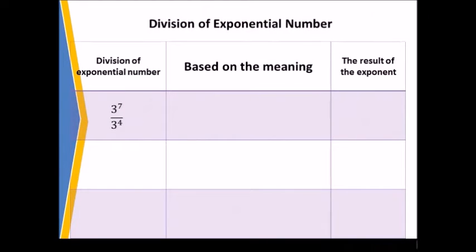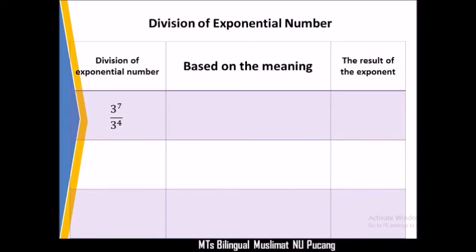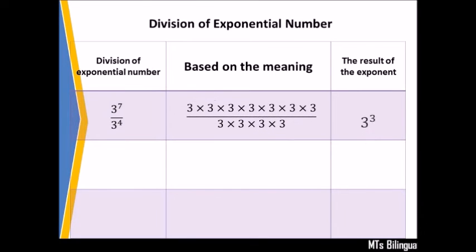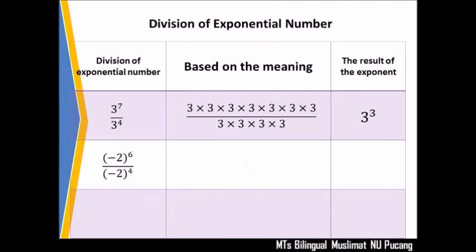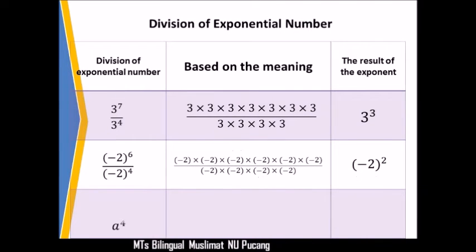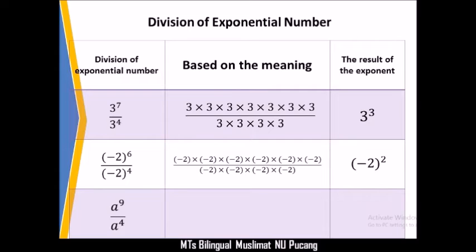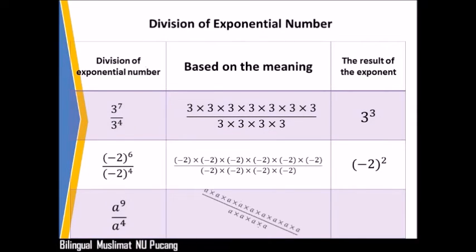Next, I will explain about division of exponential numbers: 3 to the power of 7 divided by 3 to the power of 4. Next, negative 2 to the power of 6 divided by negative 2 to the power of 4. And the last, 8 to the power of 9 divided by 8 to the power of 4.